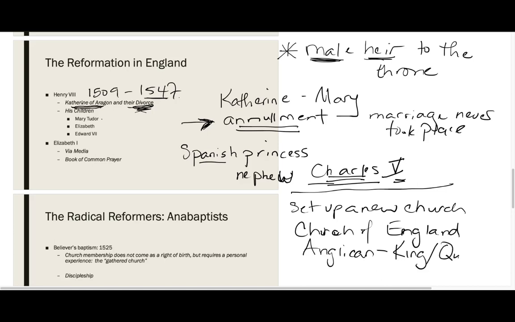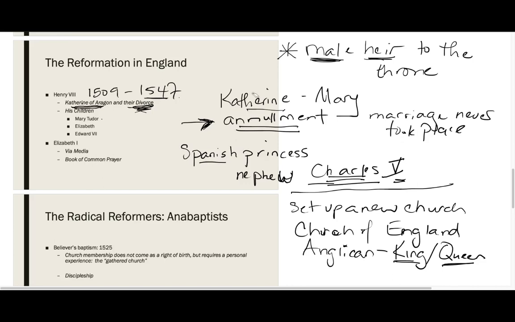So Queen Elizabeth II is the current head of the Anglican Church, in theory anyway. She doesn't obviously run it, but the head of the Church of England is the reigning monarch of the time. So Henry VIII, Catherine's marriage is annulled, and Catherine is sent off to live in retirement in the English countryside.